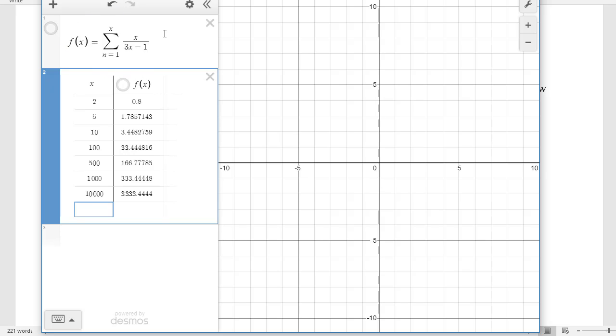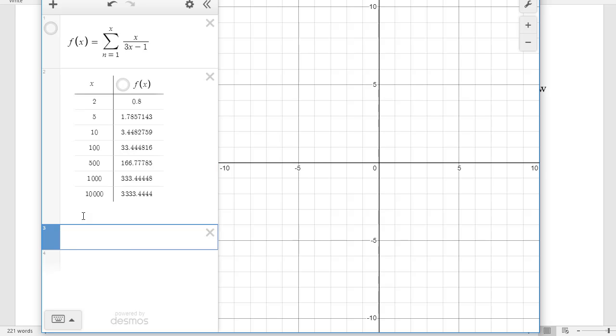So I defined the function that is the infinite series. So I said, let's set f of x equal n going from 1 to x, right? Because again, I want to vary this sum, how many terms I sum. So I'm going to go from 1 to 2, 1 to 5, 1 to 10. So I'm letting this be x, so I have a function of x. Then I have x over 3x minus 1.